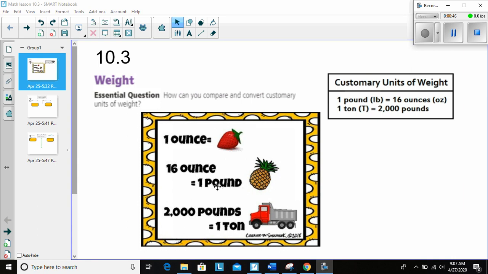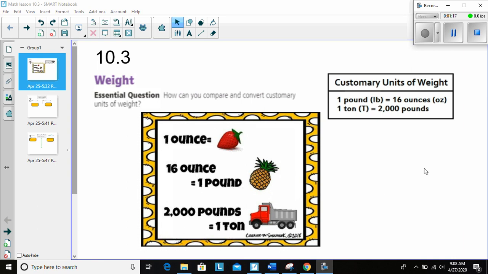And then the next unit in the customary system for weight is the ton. Okay, so 1 ton is 2,000 pounds. And big items can be that heavy. So in this case, a truck. Large animals like elephants and whales can be described by tons. Shipments of heavy material like rocks, we can call that tons also. But it takes 2,000 pounds to make it a ton.